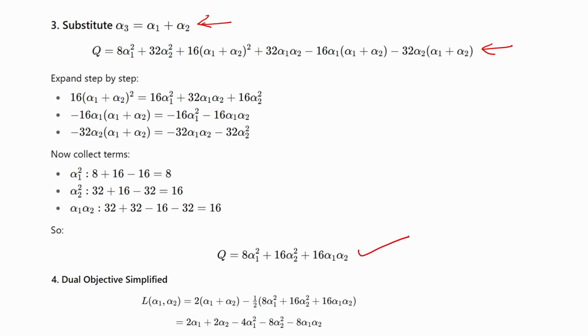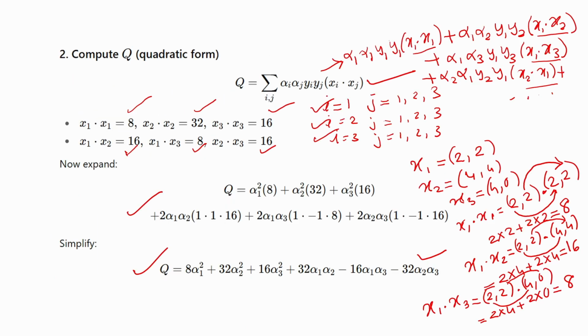Substituting means you already have alpha 1, alpha 2 values, and the alpha 1 square terms we have collected together. You can directly expand and simplify it, and you will get a simplified equation like this: 8 alpha 1 square plus 16 alpha 2 square plus 16 alpha 1 alpha 2. Now you have to substitute it back into the original equation.